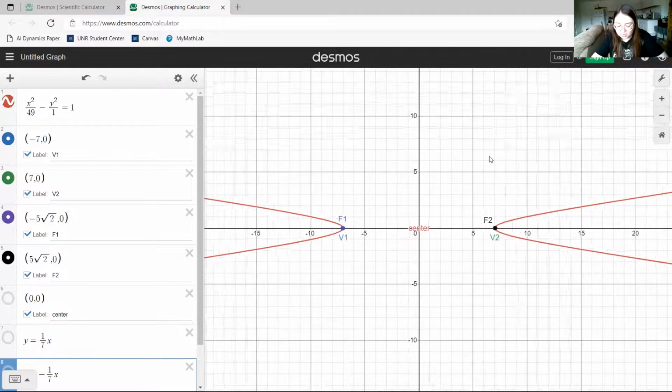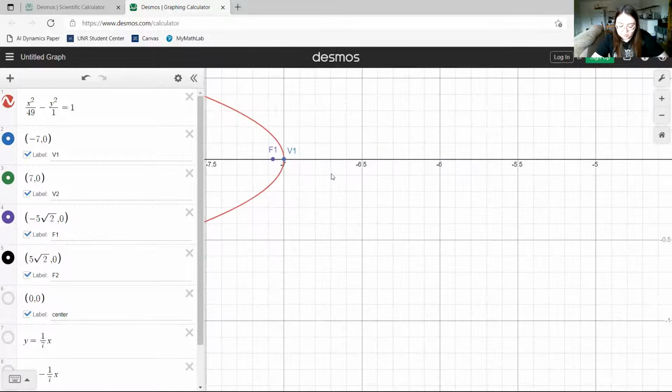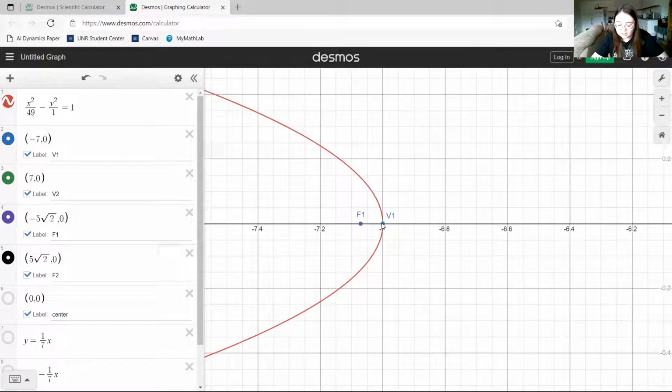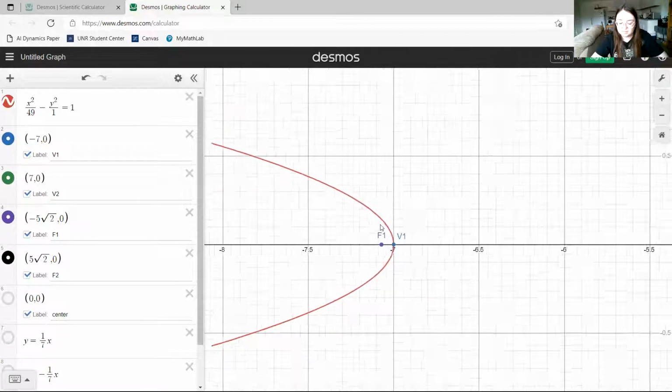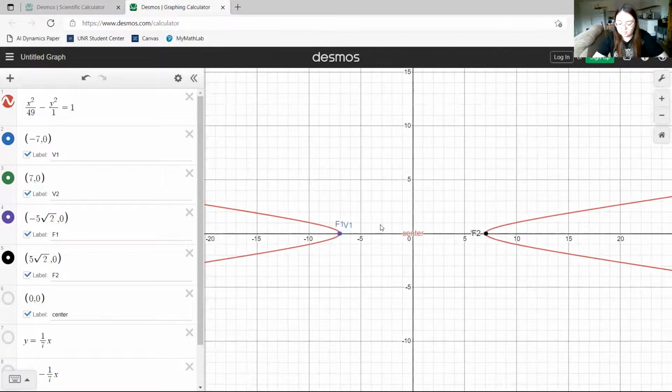But what we can do is we can zoom in. Let's pick foci and vertices 1. And we can zoom in here and just make sure that they're not the exact same values. So we see our vertices here. This is at -7. And we know that our foci 1, which is going to be -5 times the square root of 2 comma 0, we know that's going to be about -7.07. So they're very close together. Let's go ahead and zoom back out so you can have a better look. So we've determined our vertices and our foci. Our center is at 0, 0 there.